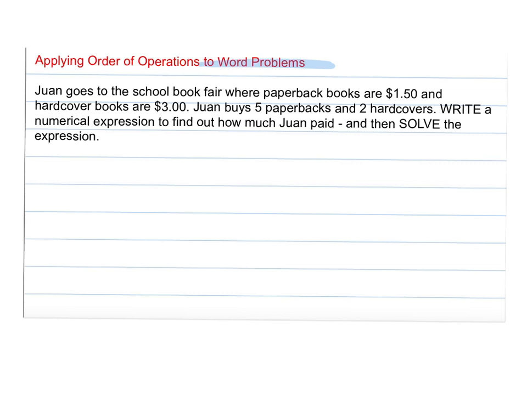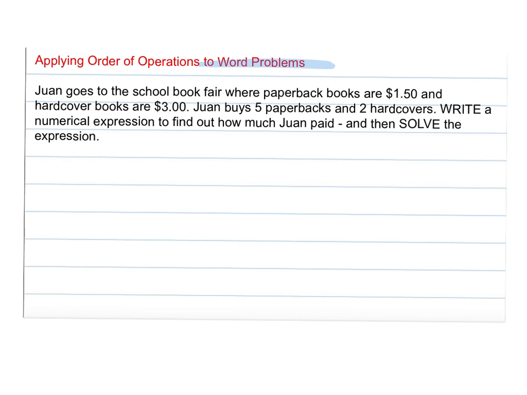So let's read it. Juan goes to the school book fair where paperback books are $1.50 and hardcover books are $3. Juan buys 5 paperbacks and 2 hardcovers. Then it's just giving me the directions. Write a numerical expression to find out how much Juan paid, and then solve the expression. Okay, so what I gathered is Juan's going to a book fair. Neato. What I probably have to do is read it again and figure out what's going on.